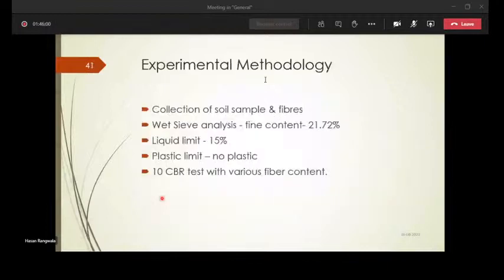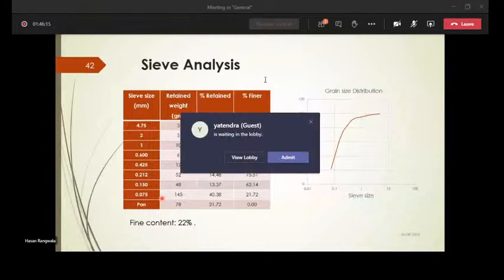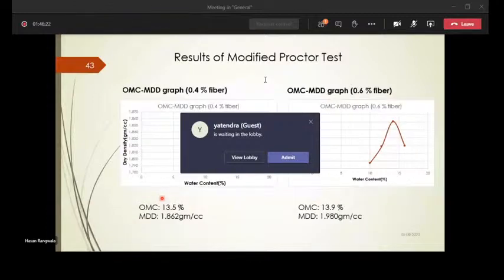In this, we have done 10 CBR tests for the soil, which is again a non-plastic soil taken from the university campus itself. This is the sieve analysis of the sample, and these are some of the modified Proctor test results.